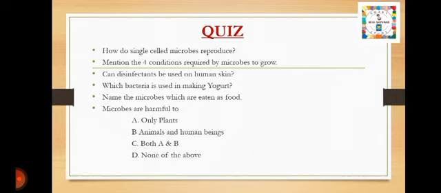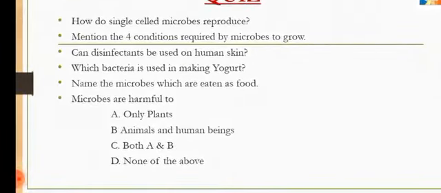before starting the new topic, I have brought for you a small quiz related to the past video. We will have a look on the questions. First, how do single-celled microbes reproduce? Second, mention the 4 conditions required by the microbes to grow. Third, can disinfectants be used on human skin? Which bacteria is used in making yogurt? Next, name the microbes which are eaten as food.